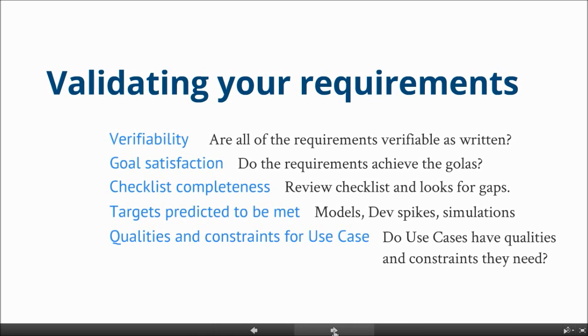Qualities and constraints for use cases. Now we talked about use cases 2 weeks ago, it's chapter 5. A lot of times use cases have qualities and constraints specific for that use case. So as you're trying to validate, go through a use case and specifically look for, okay, what are the qualities and what are the constraints that I need to be concerned about? They certainly should be in there, at least a few. If there are absolutely none, I would be concerned. But go back through and make sure that you have qualities and constraints identified.